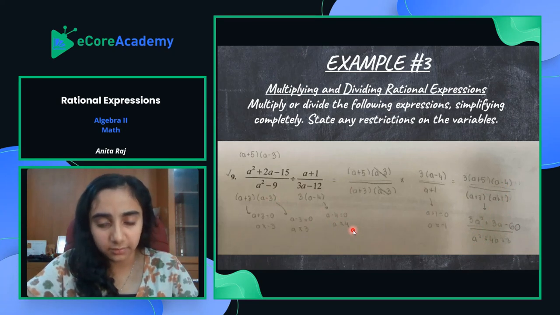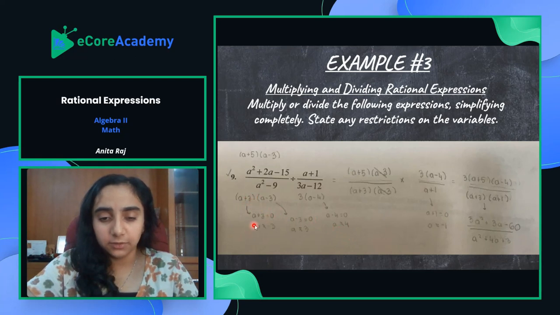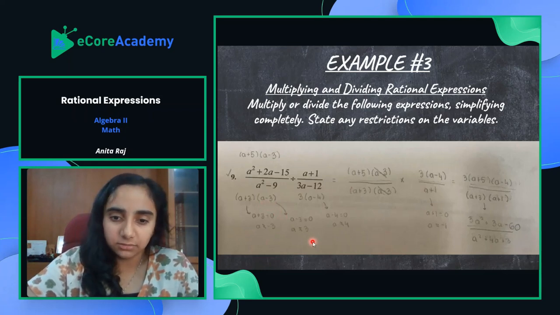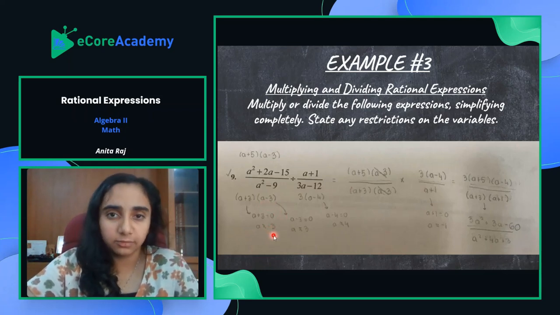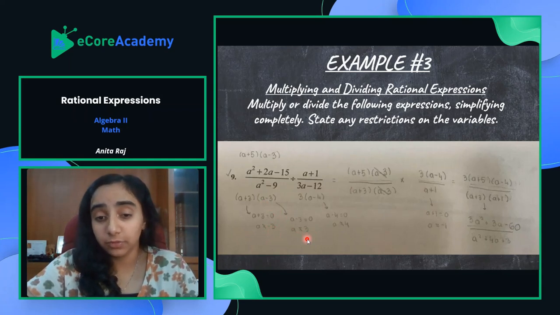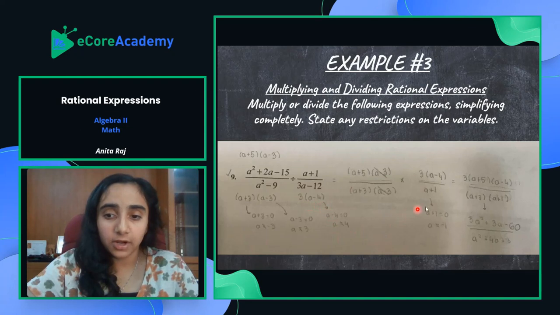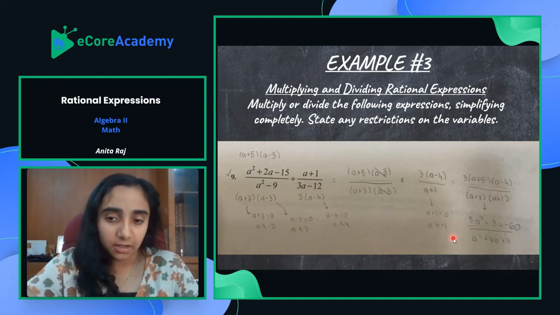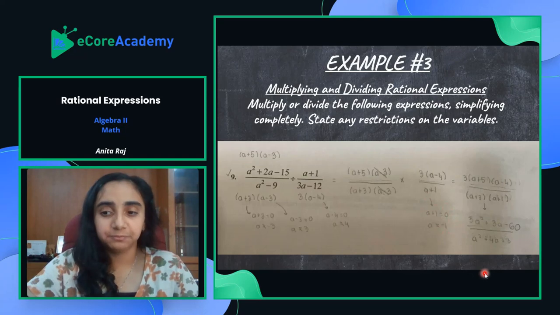restrictions on the variables. When you do that, make sure to check a plus 3, which comes out saying that a cannot be equal to 3, a minus 3, which comes out saying a cannot be equal to negative 3. In the previous one I said a cannot be equal to 3 for a minus 3. A minus 4, a cannot be equal to 4. And make sure to also check the a plus 1 over here, because we did put it in the denominator when we flip the rational expression. So a cannot be equal to negative 1 either.